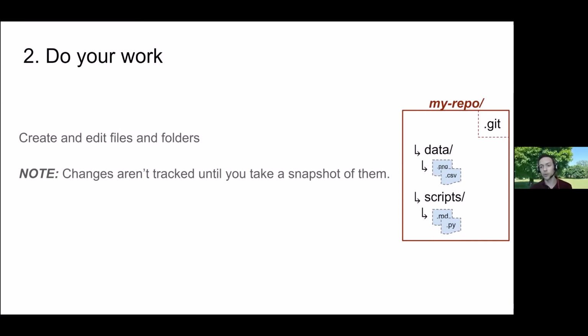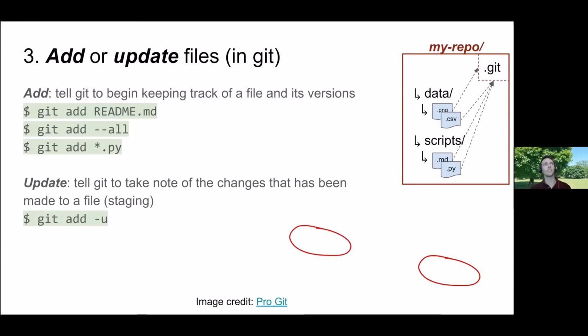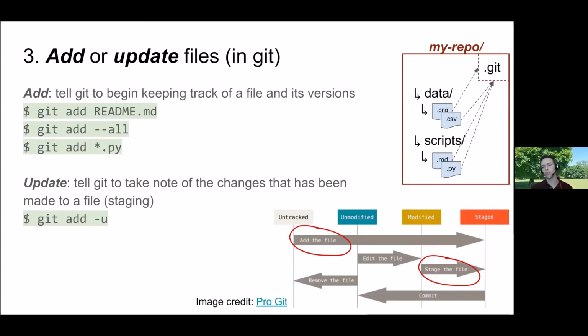You would do your work locally in that directory. However you would do your work, you're editing files, you're working with some programming approaches, you're going to make changes to these files. It's important to note that with something like Git or GitHub, the snapshots that you make are intentional. The changes aren't going to be tracked until you actually take a snapshot of them. You can change a bunch of stuff around, and it's not until you're ready to add or update those files that you are going to take a snapshot.